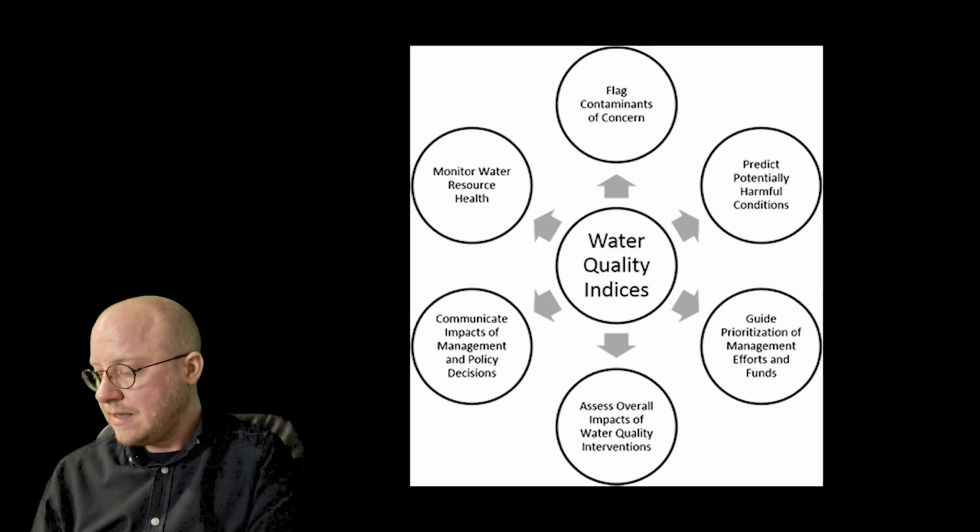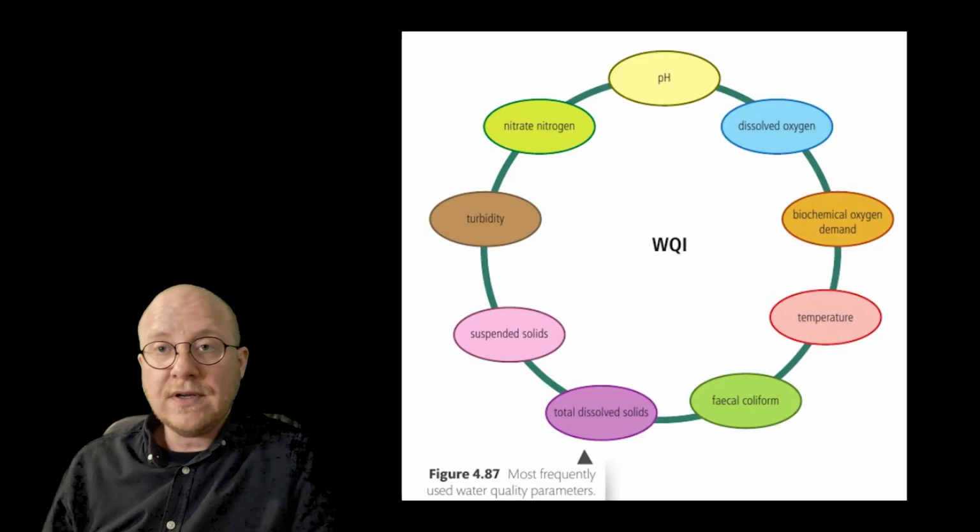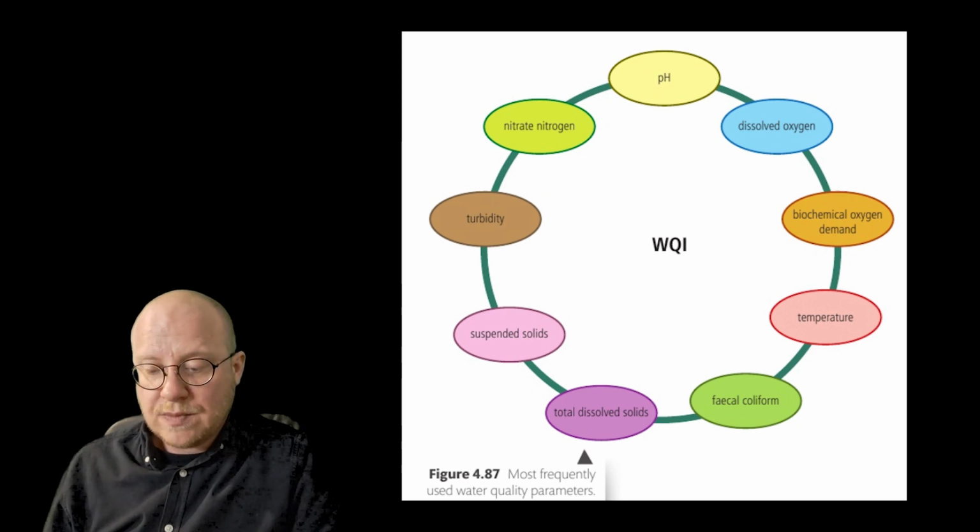So water is crucial for life, but it is widely known that water quality has been in decline in many areas for a long time. Some of this could be natural, due to tropical cyclones or El Nino events, but much of it is anthropogenic, due to human activities such as intensive farming, mining, and waste disposal. A water quality index is a single weighted average, combining the results of several water quality parameters for a given water body. So figure 4.87 shows the most frequently used water quality parameters.